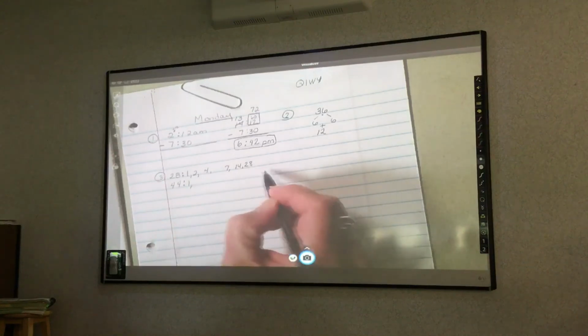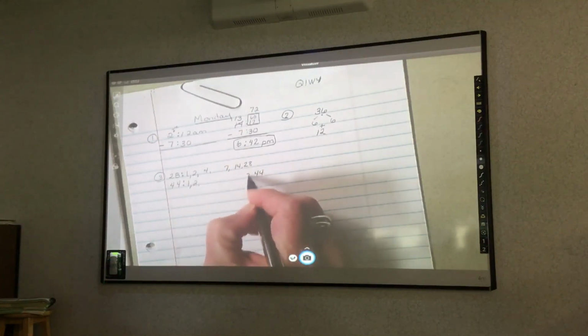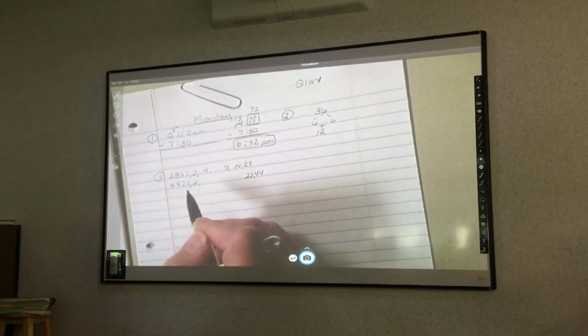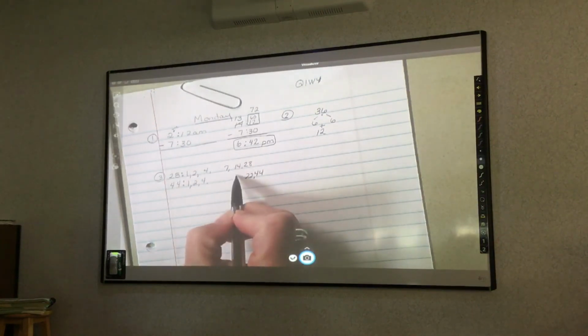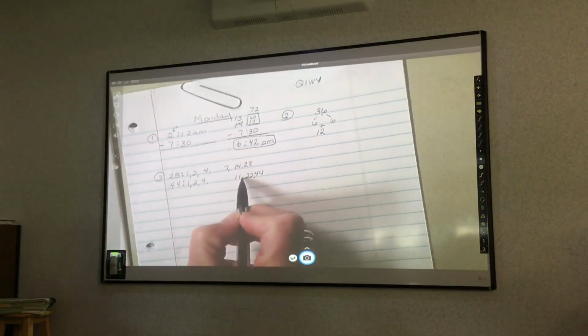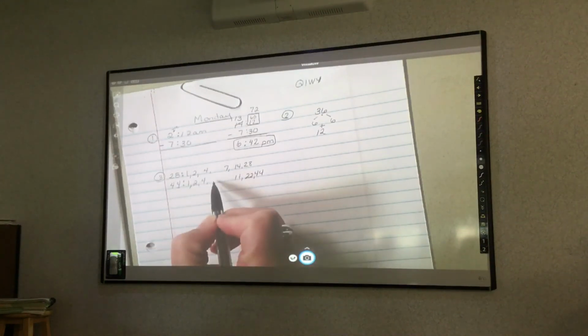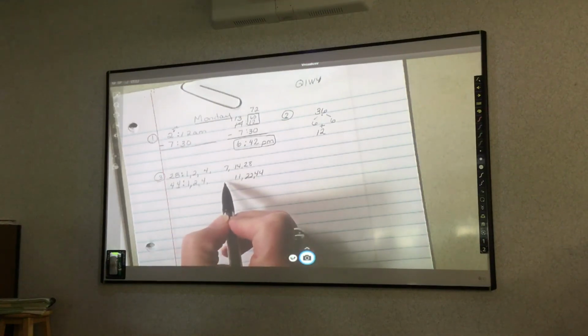So 1 and 44. 44, it's an even number, so 2 and 22. 3 doesn't work because 4 plus 4 is 8, and 8 cannot be divided by 3. 4 and 11. 5, no, because it doesn't end in 5 or 0. 6, no, because it has to be divisible by 3. 7, nope. 8, nope. 9, nope.